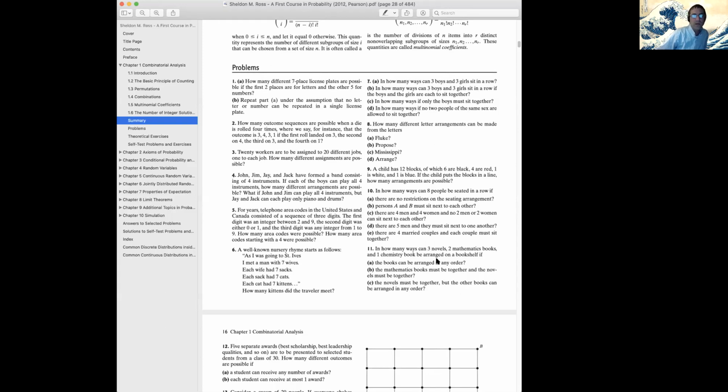So, in how many ways can 3 novels, 2 mathematics books, and 1 chemistry book be arranged on a bookshelf if A, the books can be arranged in any order, B, the mathematics books must be together and the novels must be together, or C, the novels must be together but the other books can be arranged in any order. So this is something that requires thinking about what the question is asking.